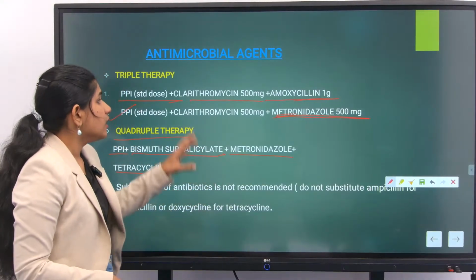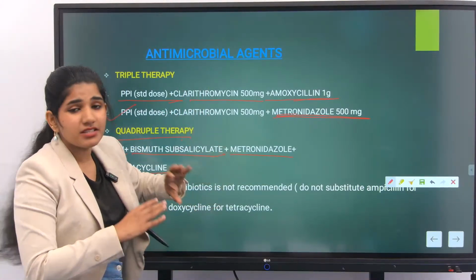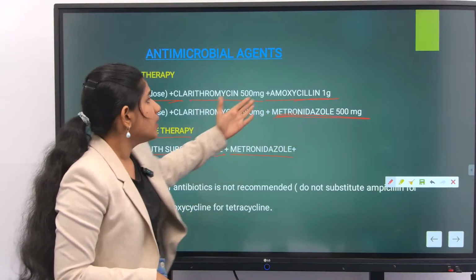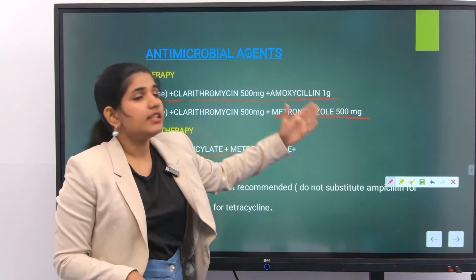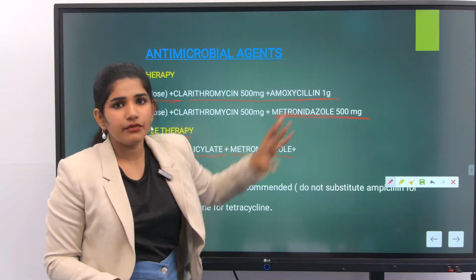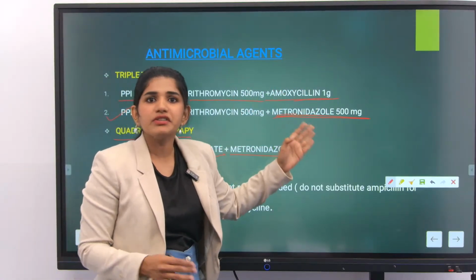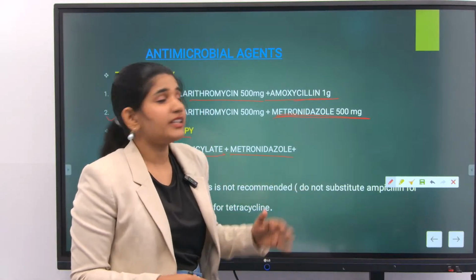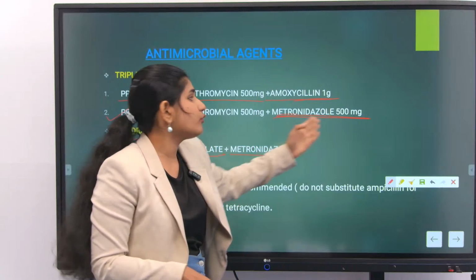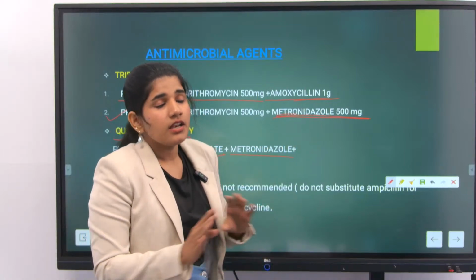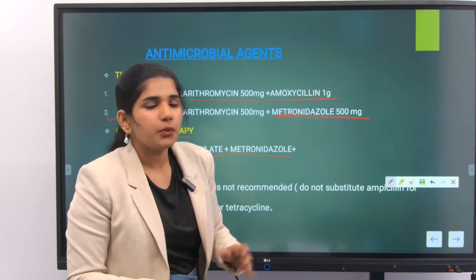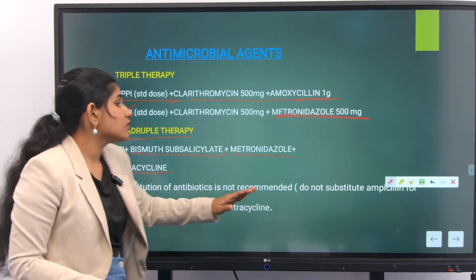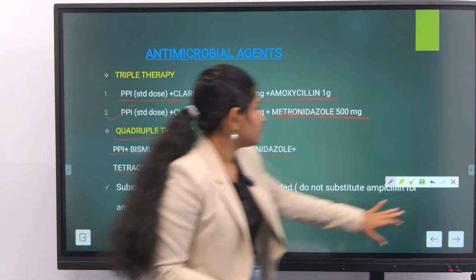And we know that this is a combination, so we must not substitute these drugs with any other drug. For example, amoxicillin and ampicillin come under the same classification. So if amoxicillin is not working, can we substitute it with ampicillin? No, we are not supposed to substitute in this combination. Yes, we said that if amoxicillin is not working, we can go for metronidazole. Other than this, no drugs are supposed to be substituted with any of the drugs in this combination. So substitution of antibiotics is not recommended. Understood?